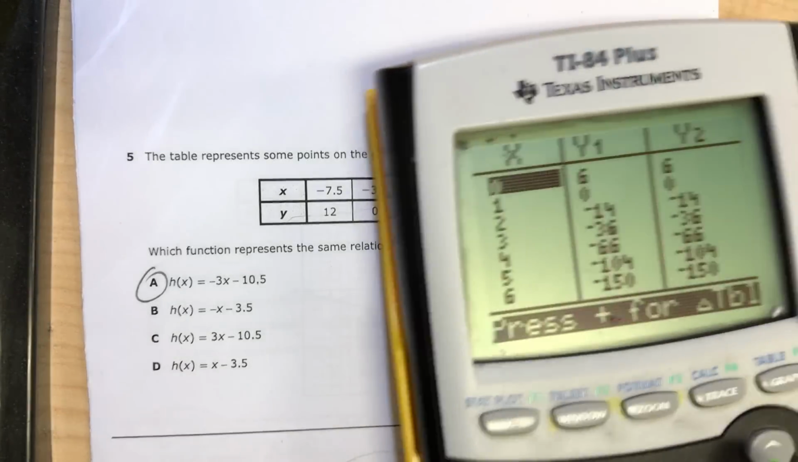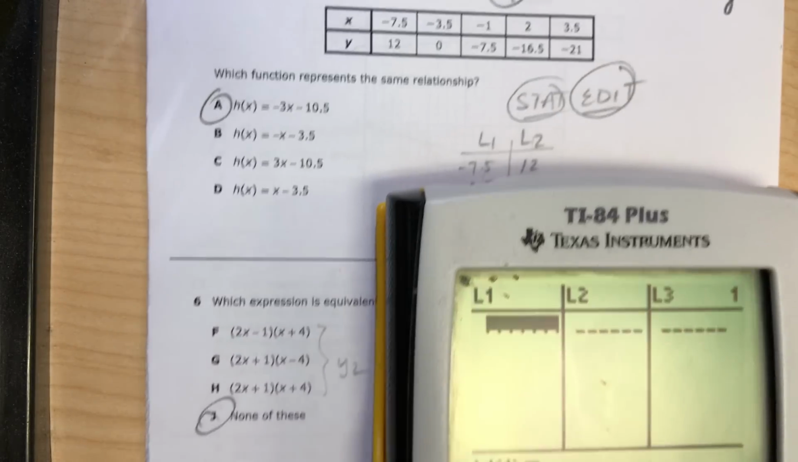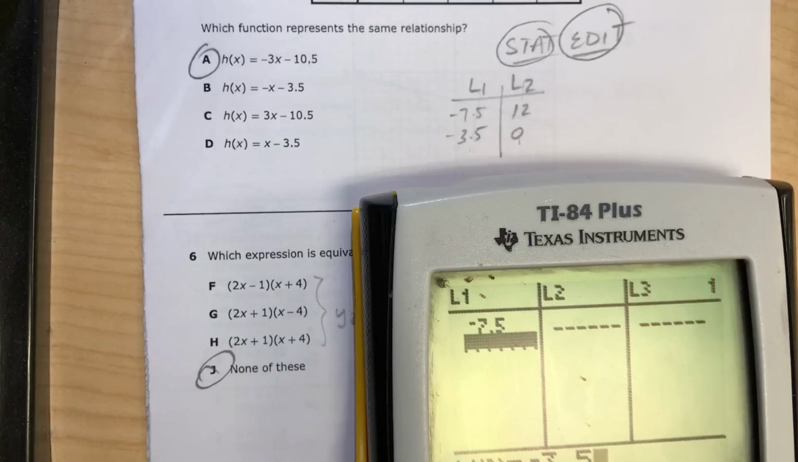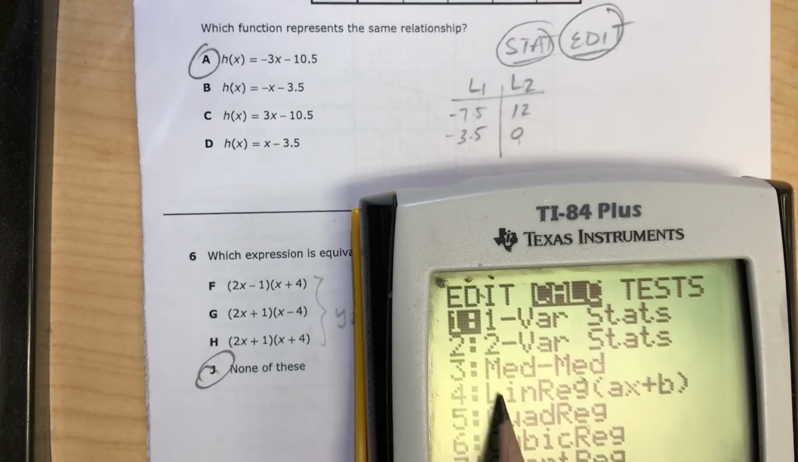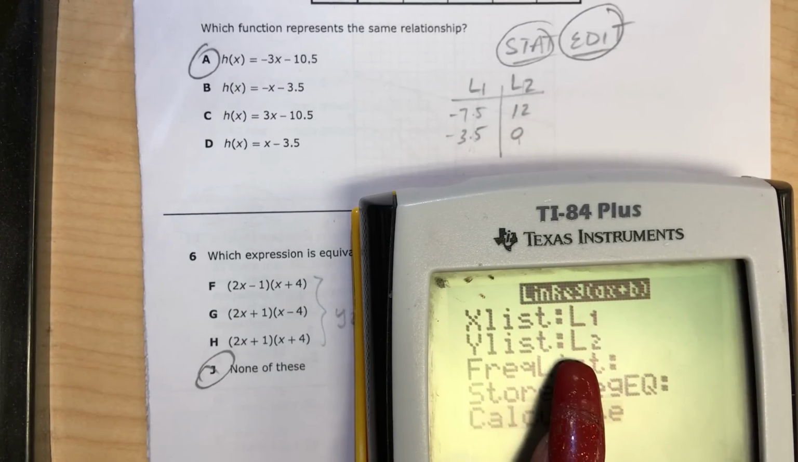After you've done that, let me model that real quick. Stat edit is what I pressed. Here's the edit button. And then I need to put at least 2 points. Negative 7.5, negative 3.5, come over, put 12, and then put 0. From there, hit stat again, go over to calc, and there is your linear regression number 4. Once you do that, come on down, make sure your lists are correct.